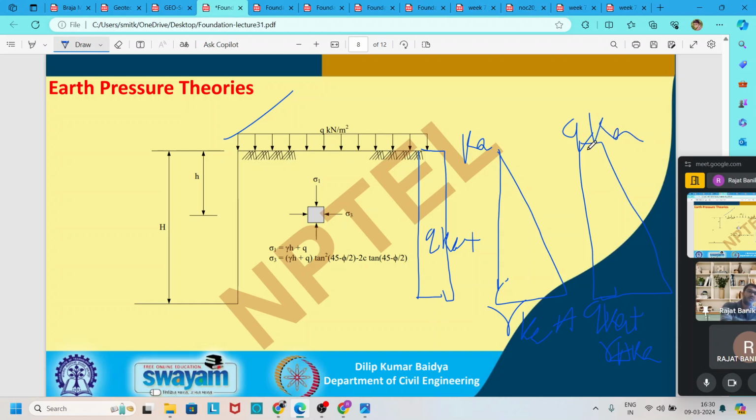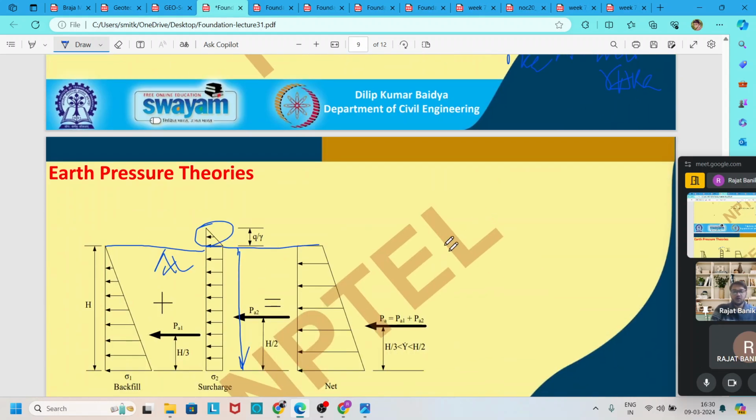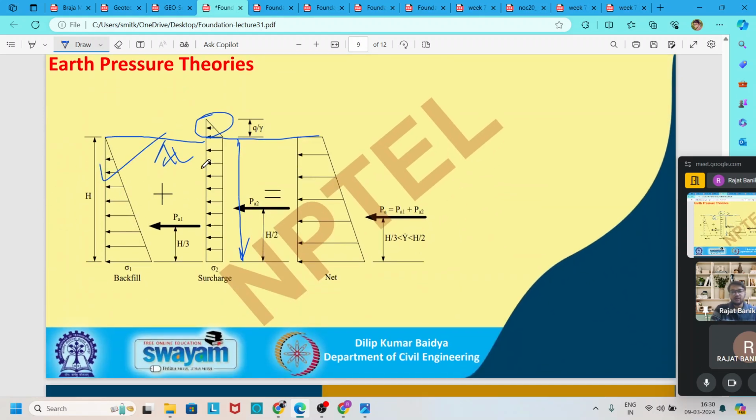If you find the area of this diagram, it will give the total thrust acting on this wall. And if you find the CG of this pressure diagram, it gives the point of action of this thrust. Or we can divide the area for our comfort and it will give the same answer.